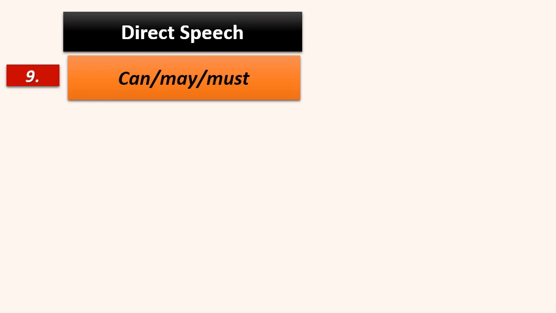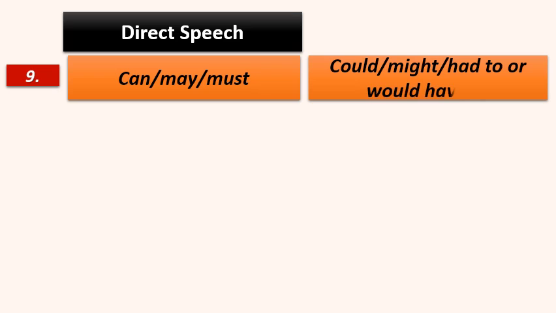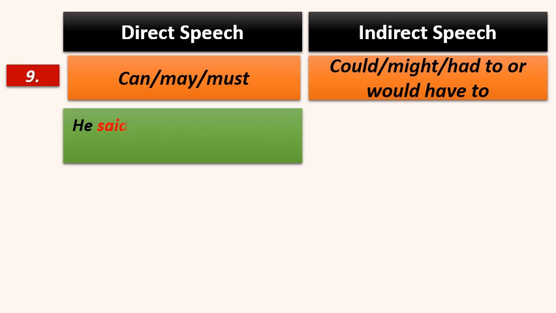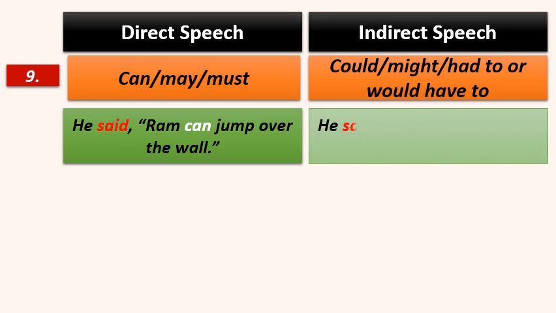Number 9. If in your reported speech can, may or must is there in the direct speech, so can becomes could, may becomes might, and must becomes had to or would have to in indirect speech. So let us see some examples to clarify it. Number 1. He said, "Ram can jump over the wall." So can becomes could in indirect speech. So the sentence will be, he said that Ram could jump over the wall.